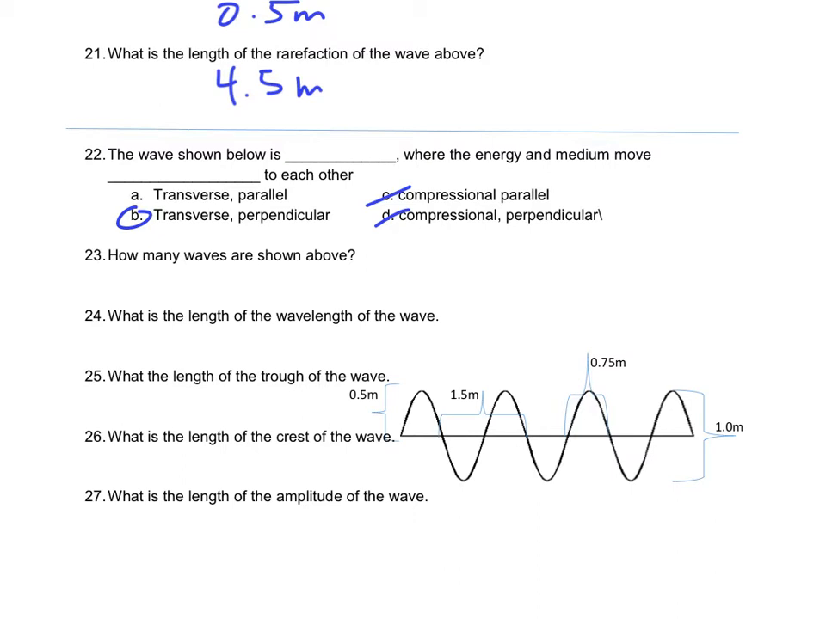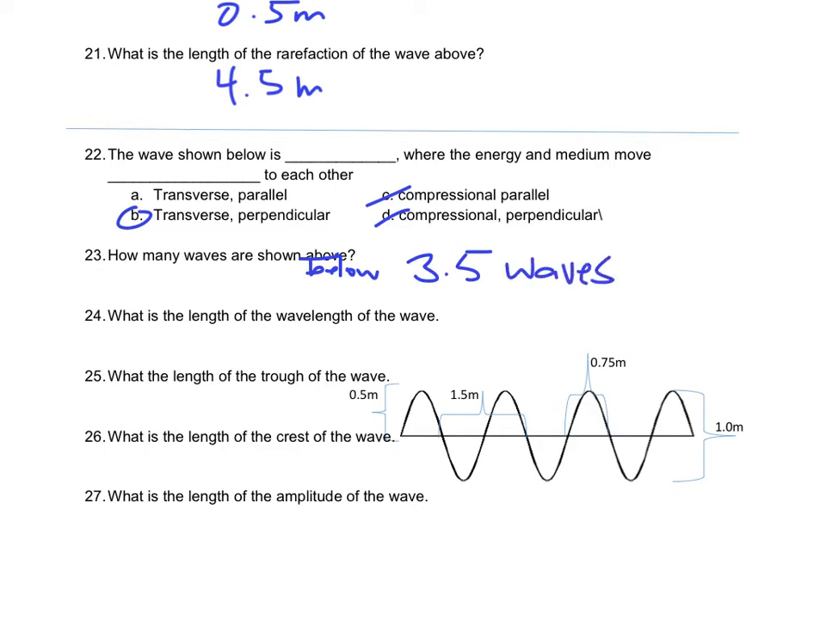How many waves are shown above? Okay, well, this should be below. And if I start here, go up, that's one wave. Up, that's two waves. Up, that's three full waves. And then there's a little part right here that's about half of a wave. So I'm going to say 3.5 waves: 3 full waves and then half of a wave.